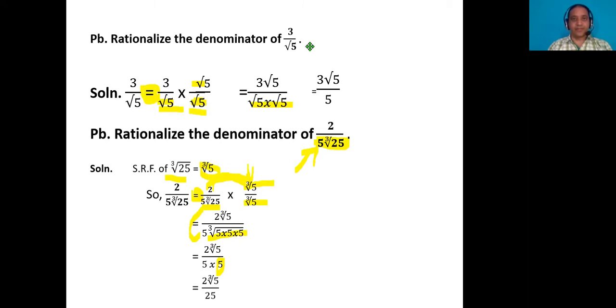All right. And the final answer is 2 cube root 5 over 25. So this way only you need to do.